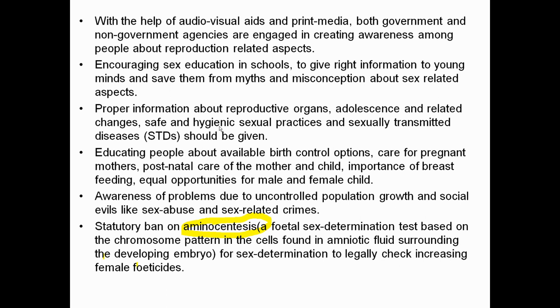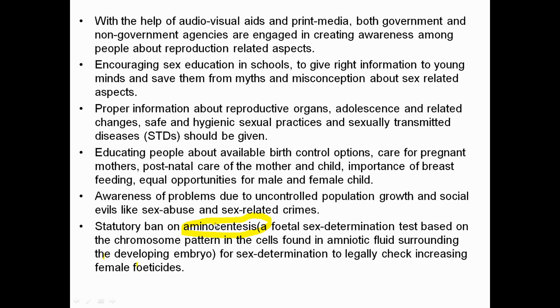Encouraging sex education at the school level is very important to prevent all sorts of myths and misconceptions related to sex. Next, full-fledged information about adolescents, reproductive organs, as well as hygienic sexual practices is very important to avoid all sorts of STDs or STIs. Next is to provide all sorts of infrastructure to care for the mother as well as the young one. Next is awareness of the problems due to uncontrolled population growth and evils like sex abuse and sex related crimes.